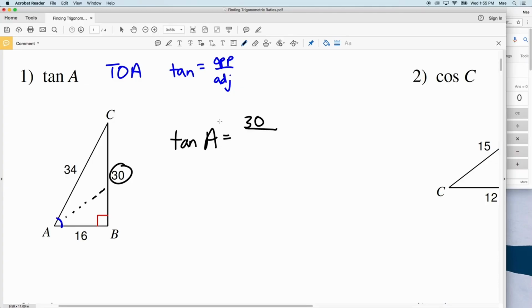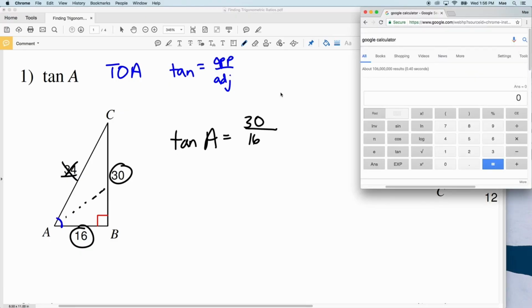over adjacent. Adjacent is the side touching that angle. That is not the hypotenuse. So we know that 34 is the hypotenuse, so that will never be the adjacent. The adjacent is 16. So opposite is always opposite the angle. Adjacent touches the angle and is not the hypotenuse. Now we just need to enter 30 divided by 16 into a calculator. Go into Google, type in Google Calculator, and you can do 30 divided by 16. And that will give you 1.875.